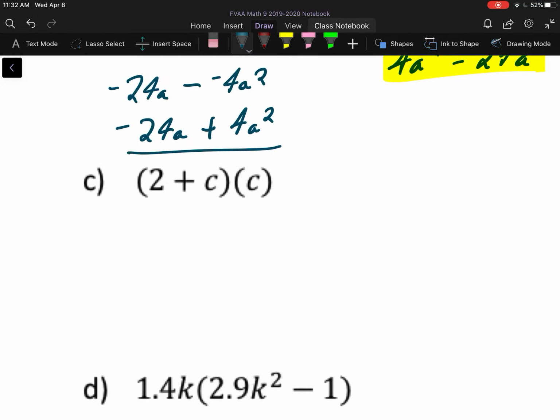All right, another one here. I'm going to show one last step here. Now here they kind of switched it up on us a little bit. We're used to the monomial being on the left, the polynomial being on the right. But here, our monomial is not the 2 plus c. It's the c over here, and this is the one that gets distributed to both terms. Okay, so c times c gives me c squared, and then c times 2 gives me 2c, and that would be your answer.